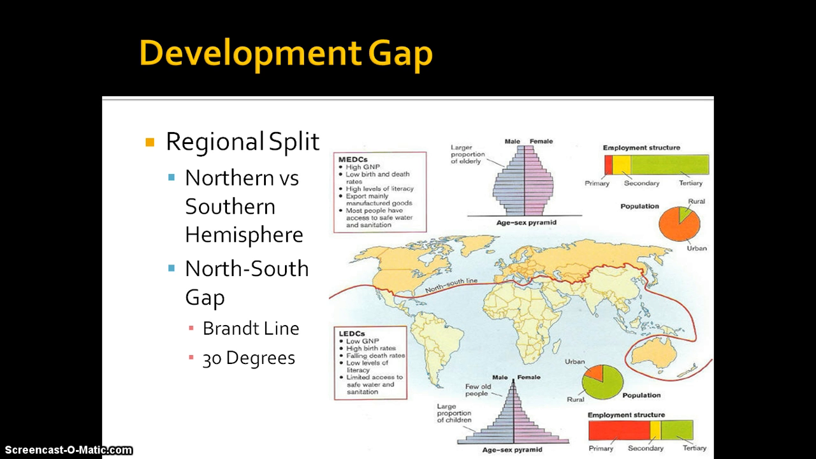I like this particular graphic here because it shows you the population pyramids, some indicators, employment structures, and also the urban versus the rural populations. I think that's kind of an interesting graphic to look at. So again, when we display it this way, this is called the North-South Gap. It's based on this red line here that's roughly the 30 degree parallel. That's called the Brandt line.